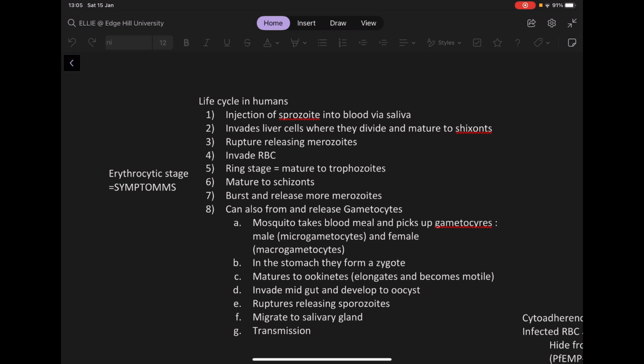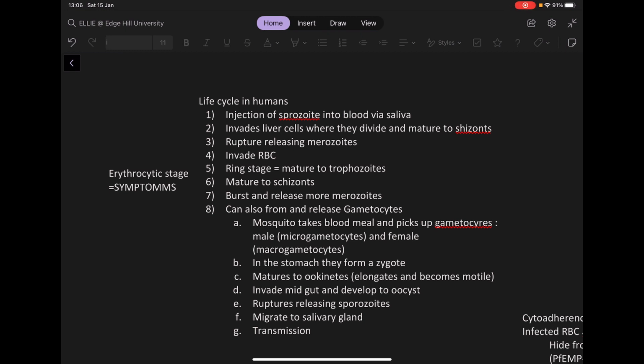These sporozoites travel to liver cells where they infect them and divide and mature into schizonts. These schizonts mature further and rupture the liver cells, releasing merozoites. These merozoites are released into the bloodstream where they infect red blood cells.